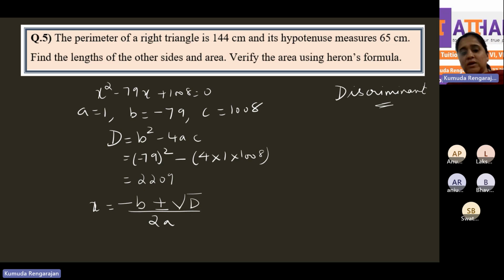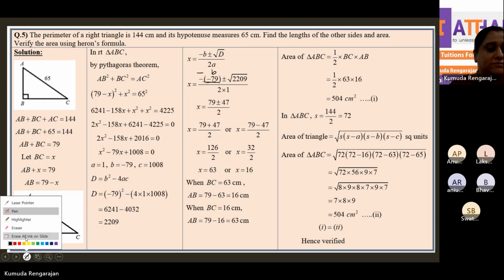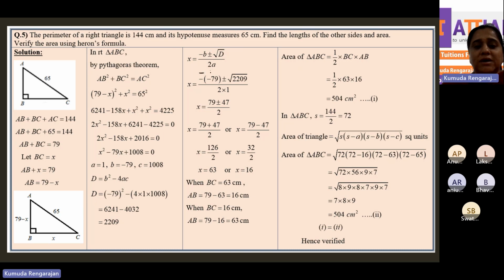So substitute the values, and after substituting, it looks like this. Minus B. See here, minus B. What is B? B itself is minus 79. So minus B means minus, and this is B. Don't think B already has a minus sign, so we don't have to put it. It's not like that. Minus B meaning this is B, and this is minus B. So minus B plus or minus square root of D by 2A. 2 into A is 2.